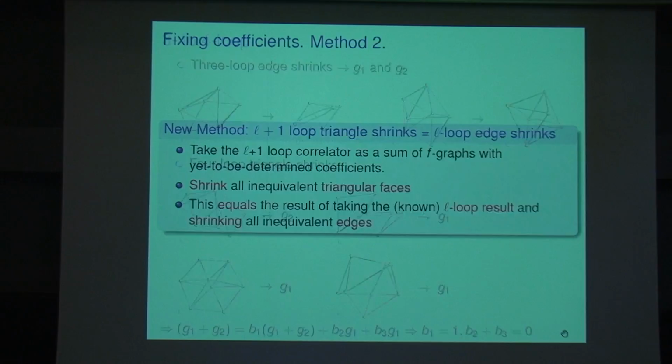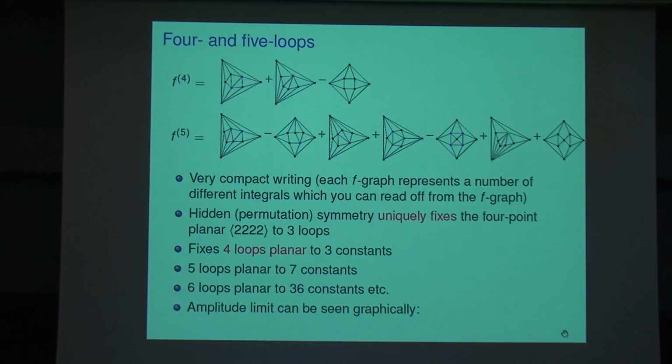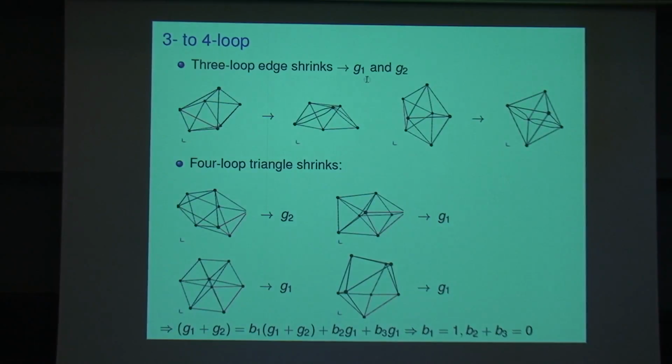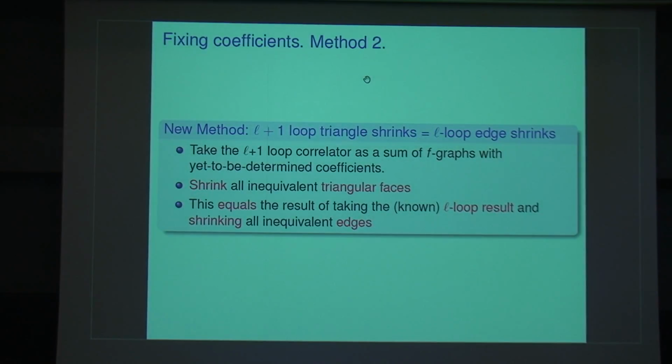Okay, so let's go back to the 4 loop guy and see what we found. So we found that the coefficient of this was 1, and the coefficient of this is equal to the negative of the coefficient of that. So that's without using the rung rule. But of course we know from the rung rule already that the coefficient of this is 1. And therefore that fixes all 3 of these coefficients. Okay, so in that simple example, you see that this criterion fixes all the coefficients for you.